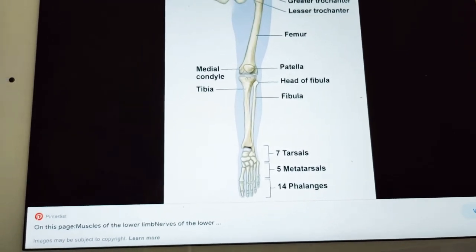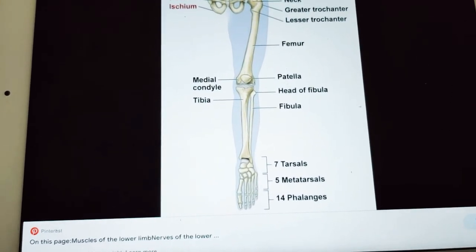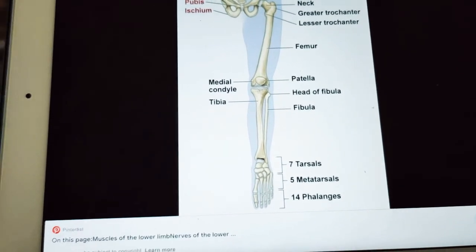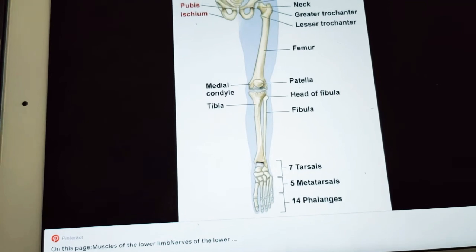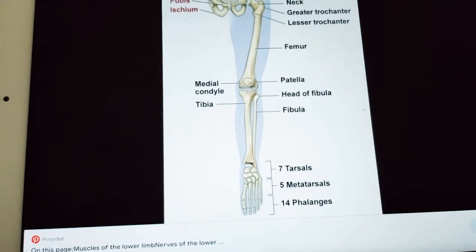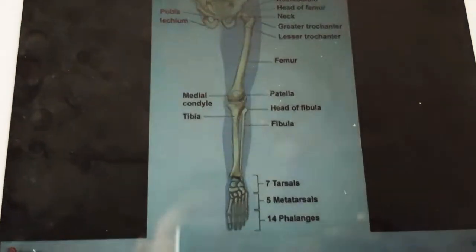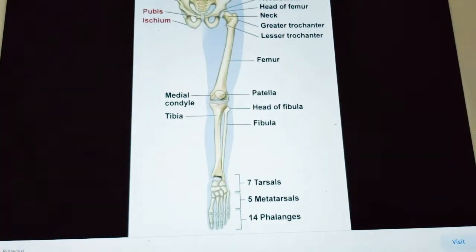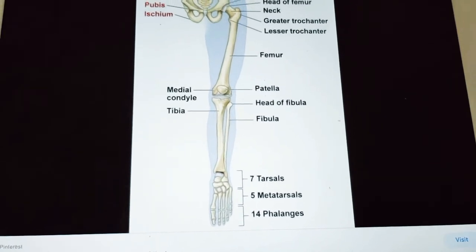So here you have tarsus, as you have carpals in your hand, right? Here you have tarsus. There are 7 tarsals. And next you have the metatarsals, like your metacarpals, right? So metatarsals are 5 in number. But if you see the difference, carpals are 8 in number, but tarsals are only 7. And coming to the metatarsals, there are 5, same as our metacarpals, and phalanges are 14, same.